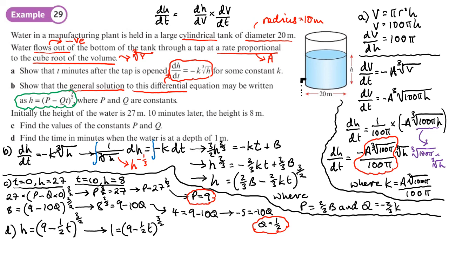We raise both sides to the power 2 over 3, so that remains as 1. So we'll have 1 equals 9 minus a half T. Let's go down here, we've got a bit more space. So we take away 9 from both sides. Negative 8 equals negative half T. We're almost there. So negative a half times what will give you negative 8? I think that's going to be 16. So it will take 16 minutes. Find the time in minutes. So 16 will do. We'll put 16 minutes.